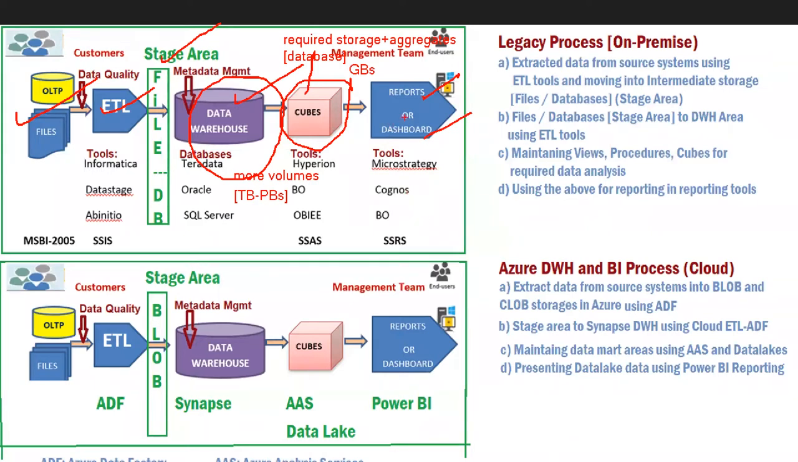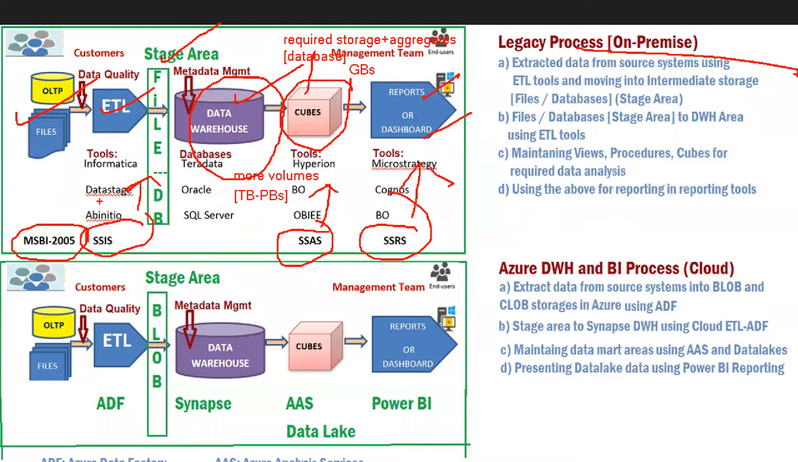Okay. Now, so this is the on-premises process. On-premises process level, here we take SSIS in this area. Here we take SSAS. Here we take SSRS, which are MSBA components, Microsoft BA components. MSBA stands for Microsoft Business Intelligence: SSIS, SSAS, SSRS. Integration services, analysis services, reporting services.